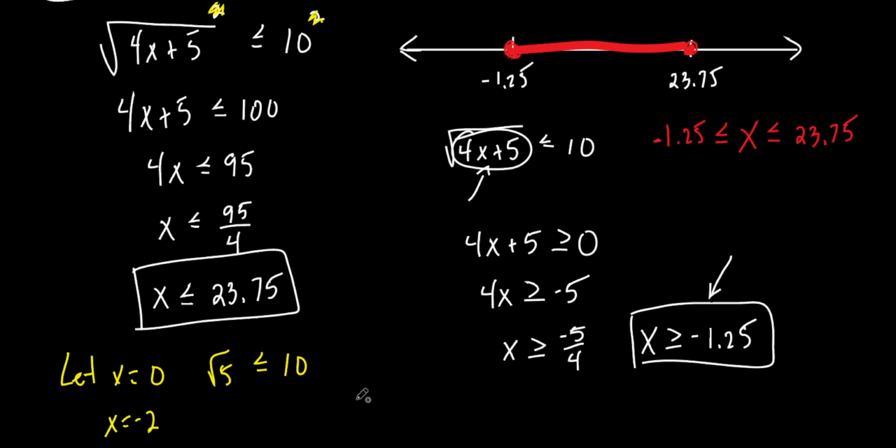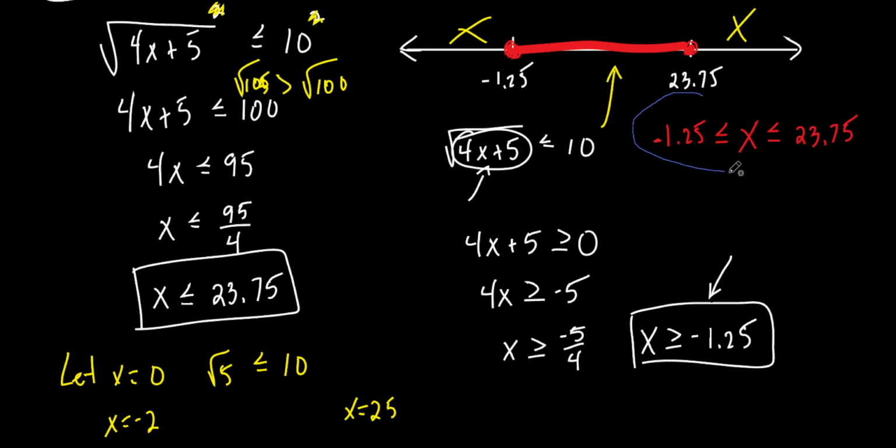Let's try a number greater than 23.75. Let's try 25. So let X equal 25. 4 times 25 is 100 plus 5 is 105. The square root of 105, is that bigger or smaller than 10? Well, this is the square root of 100, isn't it? So what's the square root of 105? It's greater than 10, so that doesn't work. So we're not using any of this, and we're not using any of this. I can rest assured that these are the only possible answers for X. So I'm good with this. I could circle this, and I'm done.